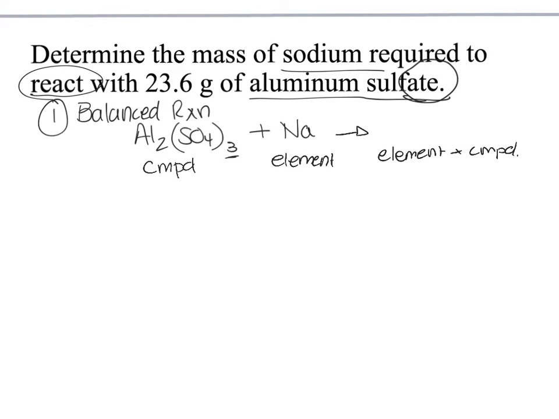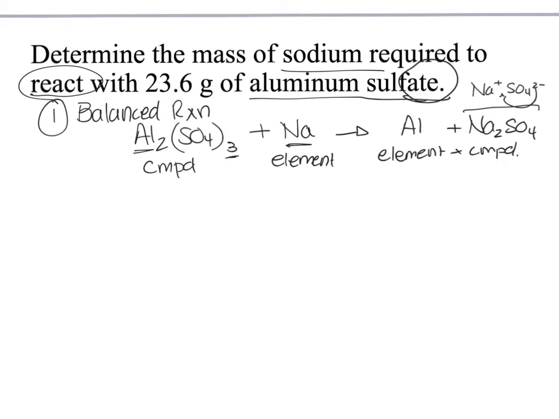compound. So in this case, aluminum is a metal and sodium is a metal, so 2 metals can't go together. So that means that sodium and aluminum are going to switch places instead. And so now what we're going to get is the sodium sulfate, and we're going to get aluminum. Okay, now if you can't figure this out, sodium is positive, SO4 is 2 negative, and so then the 2 goes down here.